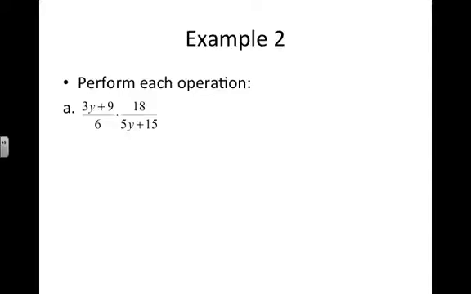All right, so we're going to perform each operation. For part A, we're multiplying. We've got 3y plus 9 over 6 times 18 over 5y plus 15.